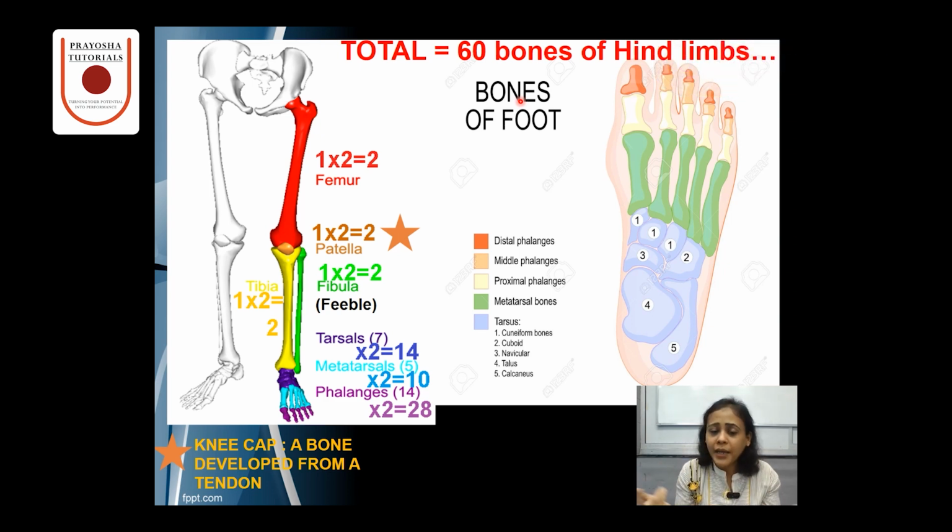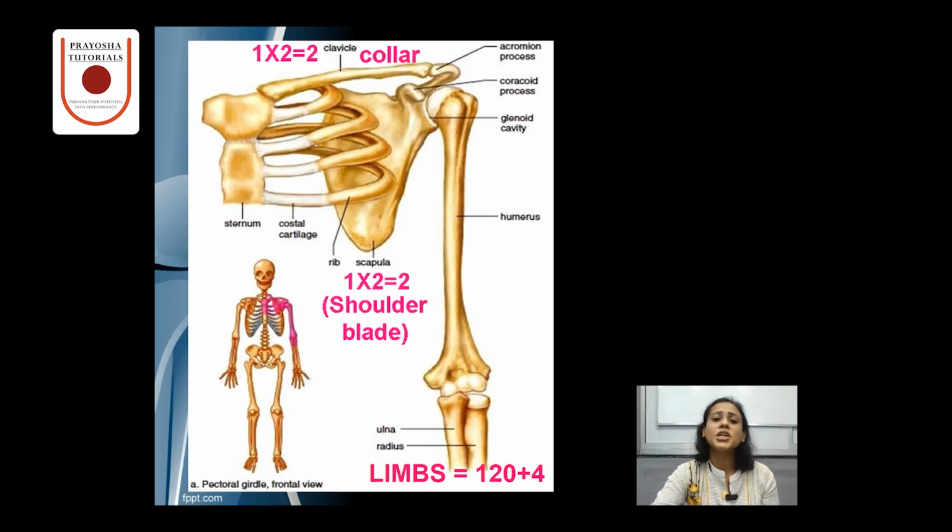Now, how many are left behind? Only 6 more to be studied. And those 6 are going to form the girdles of your body. Girdle means the part which is connecting the torso and the limbs.